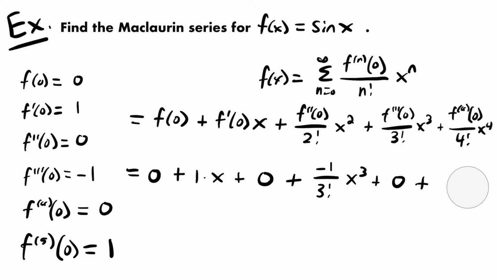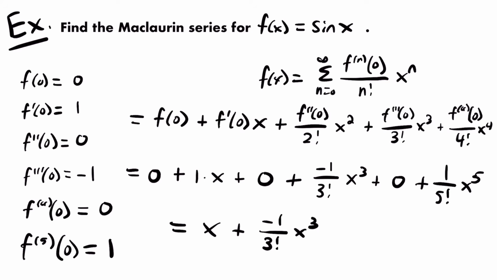So I'm just going to rewrite this. We'll have 1 divided by 5 factorial times x to the fifth power. Okay, and of course there would be more terms after that, but I'm not going to write any more. So if we simplify, this would be equal to x plus negative 1 divided by 3 factorial times x cubed. But I'm going to bring that negative out front. Let's just subtract this whole term. So instead of having plus negative 1, we'll have minus 1 divided by 3 factorial.